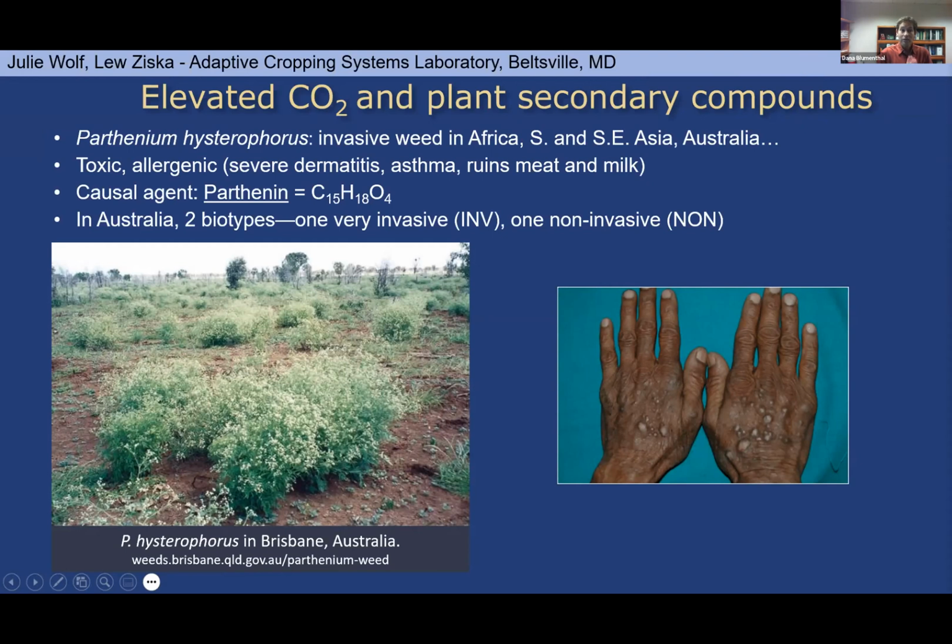And in Australia, it has two different biotypes. One is very invasive and one is non-invasive. Now, this is work that was led by Julie Wolfe at the Adaptive Cropping Systems Lab in Beltsville, Maryland.